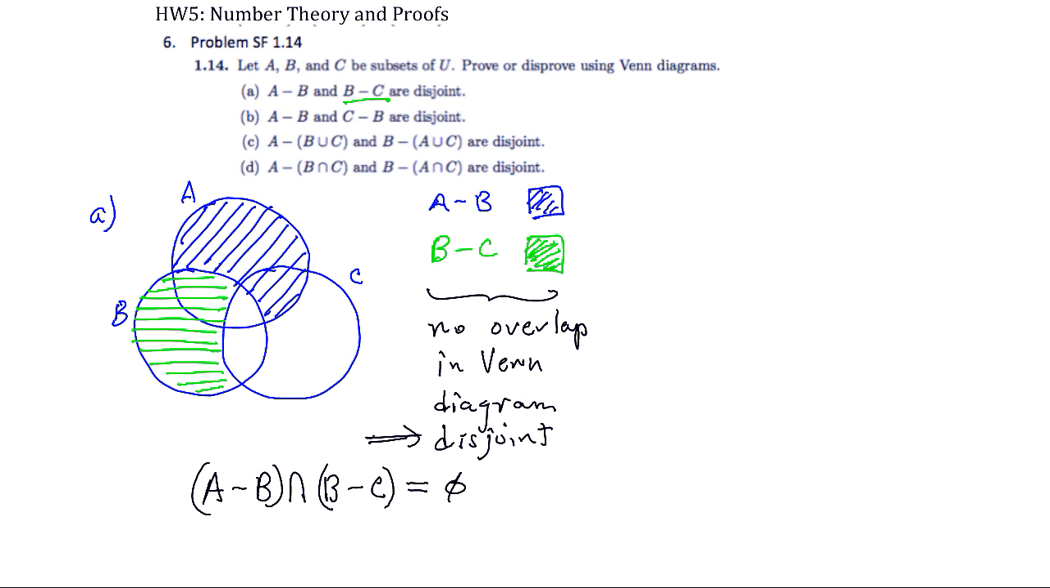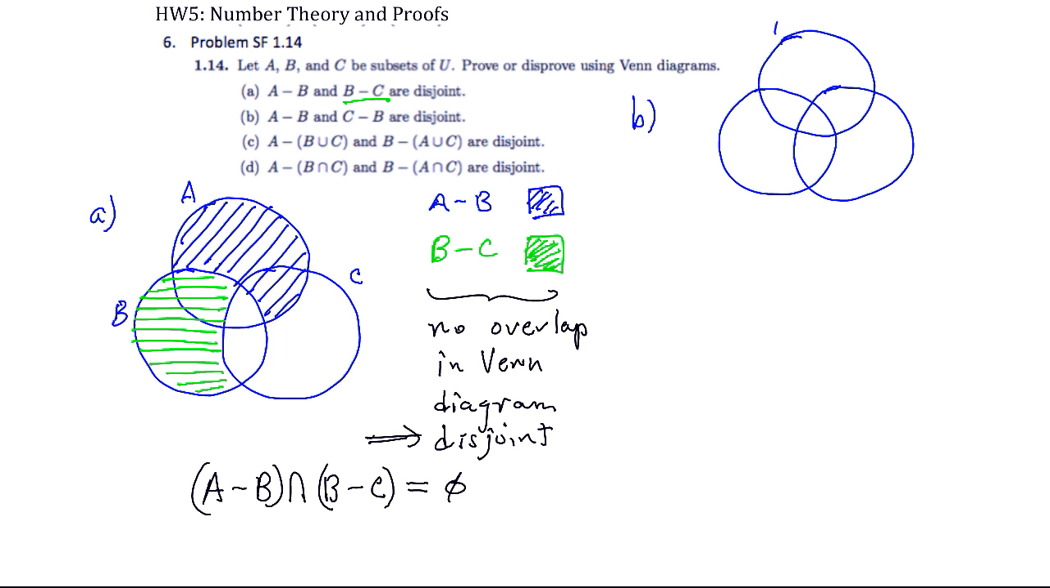Okay, let's do part B. In part B, we're looking at A minus B and C minus B. Again, starting with A, B, and C like this. And I'll go ahead and label them. A minus B, I'll label as blue. Again, it's the same area as before, everything that's in A but not in B. So I've subtracted B away from A. And now again in green I'll do the other set, which is in this case C minus B.